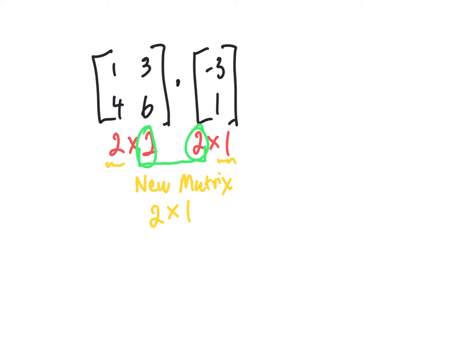Now I'm going to write all of that down. So we've got 1 times -3 plus 3 times 1. Then we go down here to our next row, and we do 4 multiplied by -3 and 6 multiplied by 1. So we always start with this first number to the top, so let me write that down: 4 times -3 plus 6 times 1.